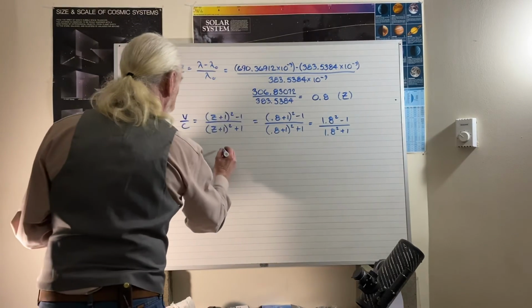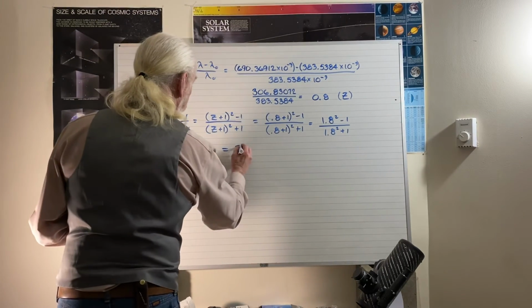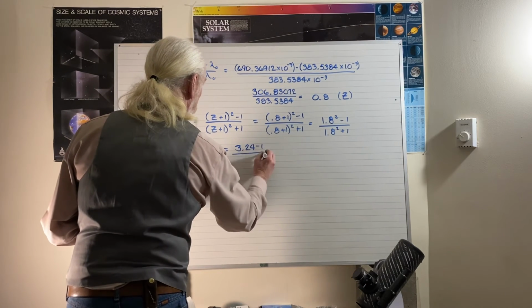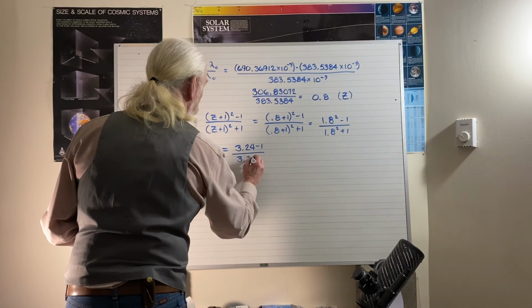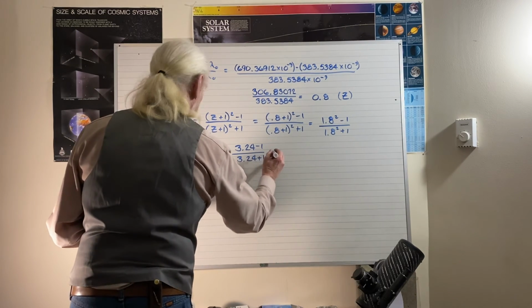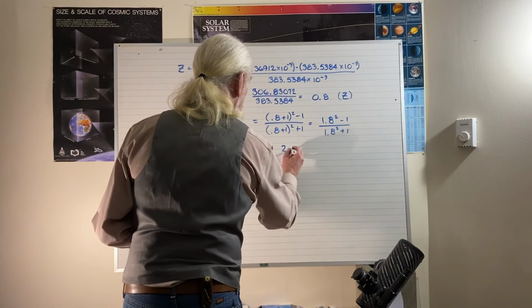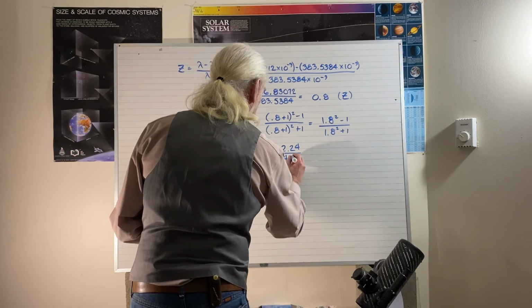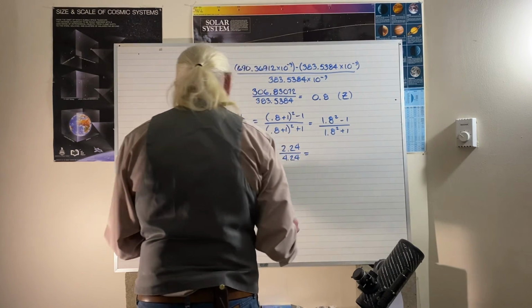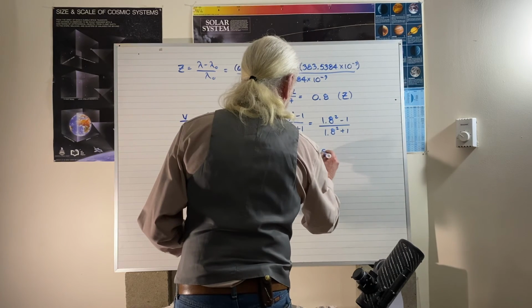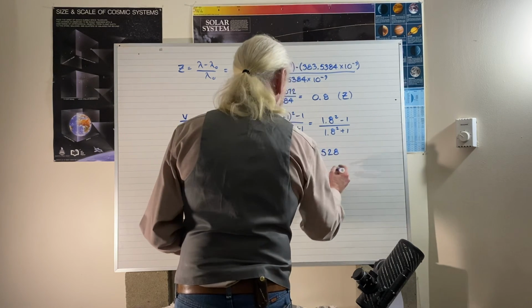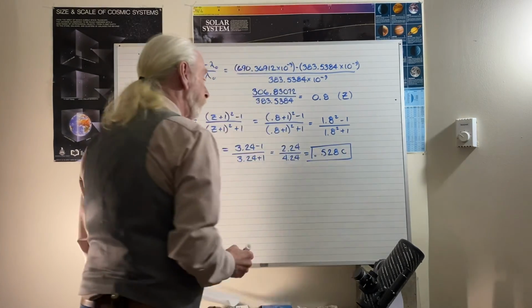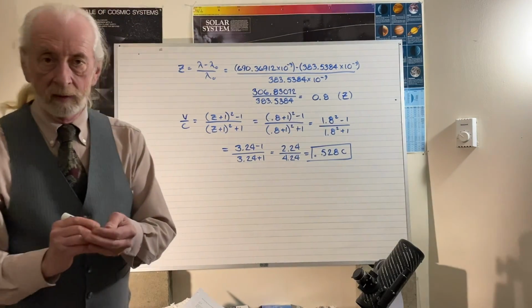That equals 3.24 minus 1 over 3.24 plus 1, equals 2.24 over 4.24, equals 0.528 c. There it is. Pretty straightforward stuff.